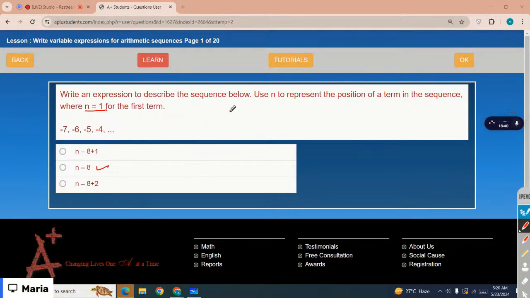How? You have to start with n equals 1. 1 minus 8 is -7. 2 minus 8 is -6. 3 minus 8 is -5. And 4 minus 8 is -4. So here you have -6, -5, -4. Got it? So the correct option is option number 2, that is n minus 8. Got it?